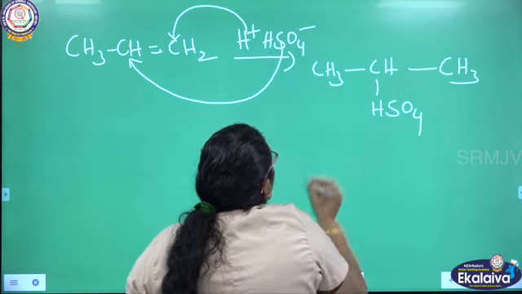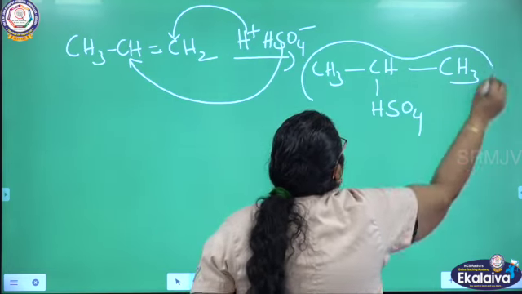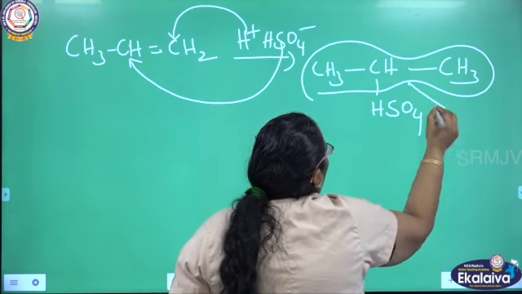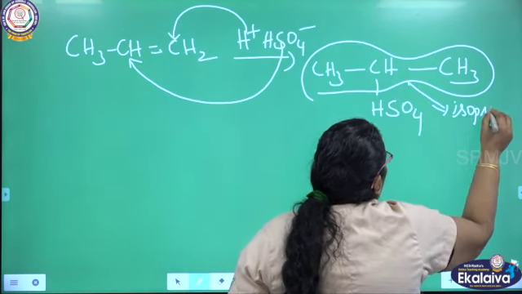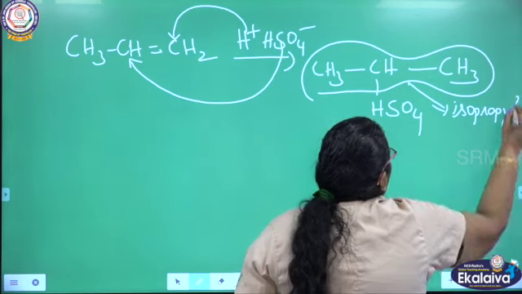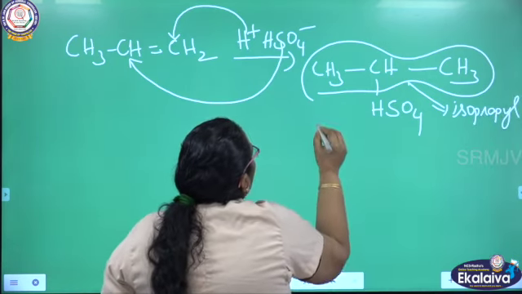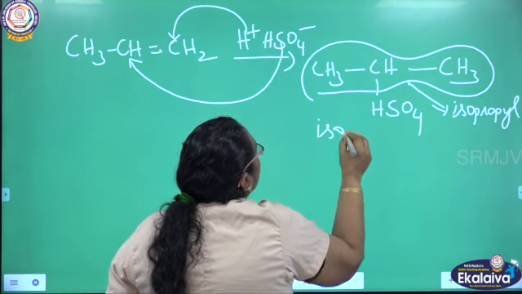What is the name of this group? This group is called the isopropyl group. How do we call this group? Isopropyl group. So what is the name of this compound? Isopropyl bisulfate.